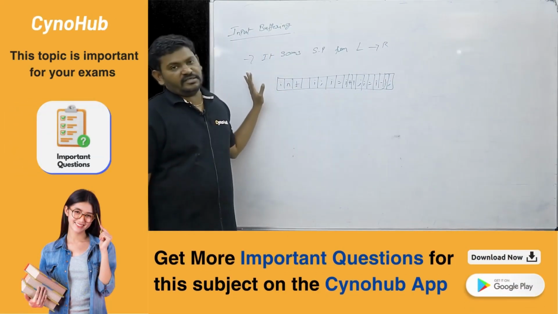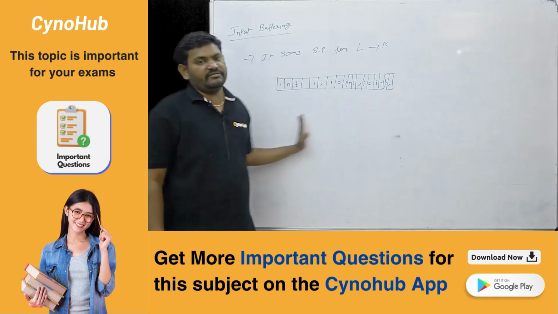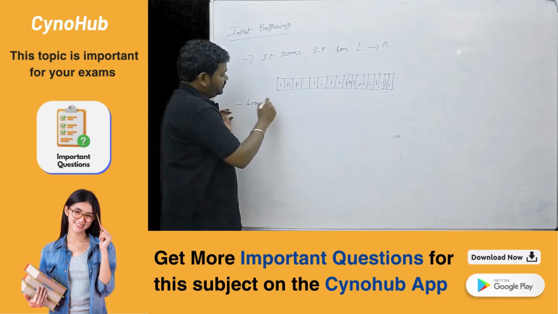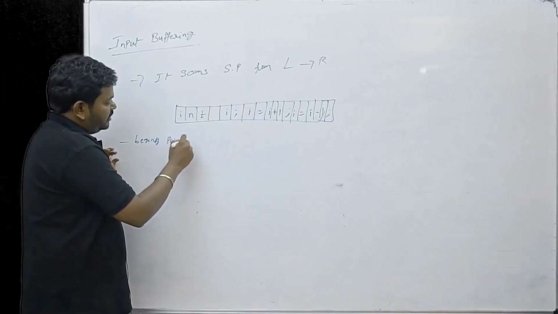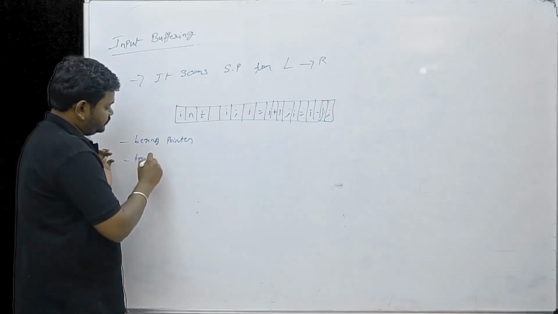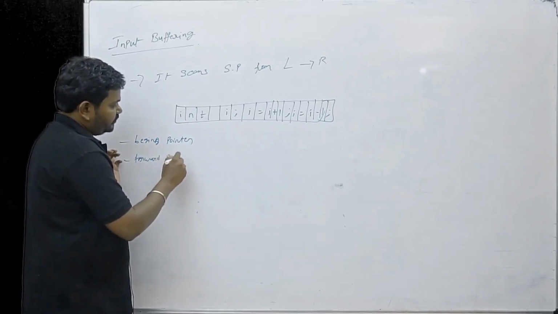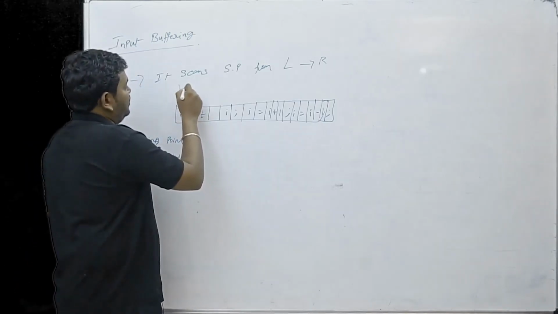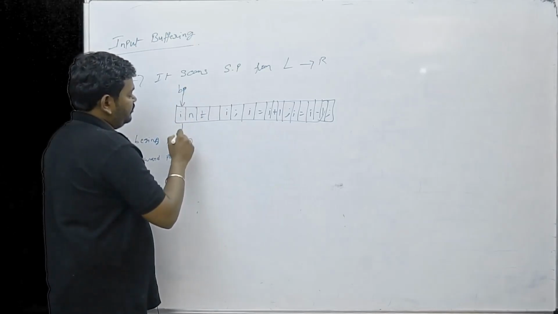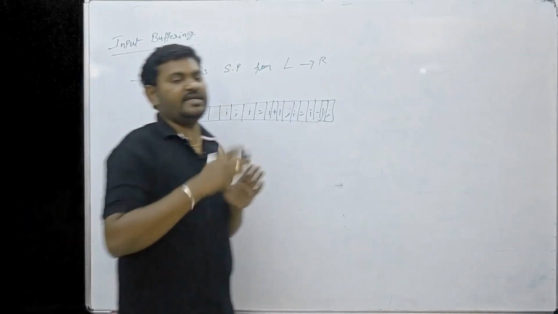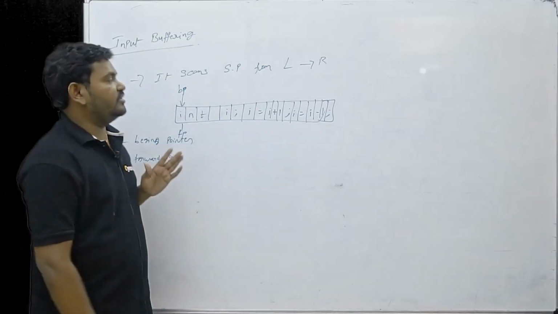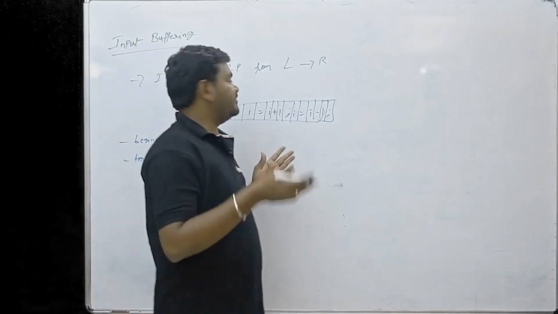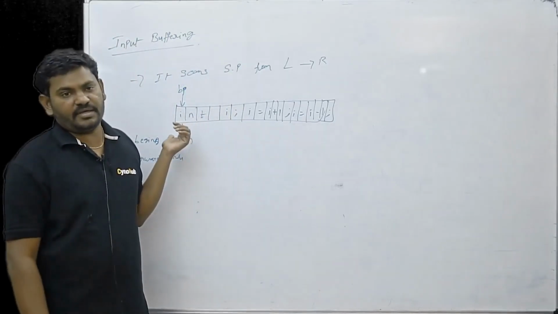While scanning the input data from left to right, input buffering uses two pointers. One is the begin pointer, another one is the forward pointer. The begin pointer always starts from the initial location, and the forward pointer scans one character at a time. It moves to the next symbol until it gets a blank space.